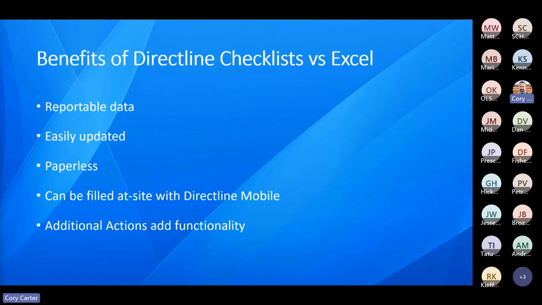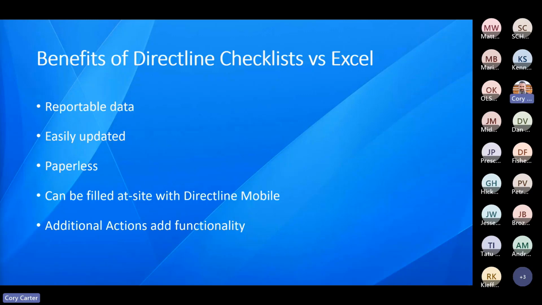When you enter your checklists into Directline, what you end up with is, every time that checklist gets completed, it gives you reportable data. And that's the last thing we're going to talk about today, is where to run these reports. But you can report on every time a task on the checklist failed, or every time something was marked outside of tolerance, or every time there was a deficiency. You can see all that information if it's all getting filled out in the Directline checklists.